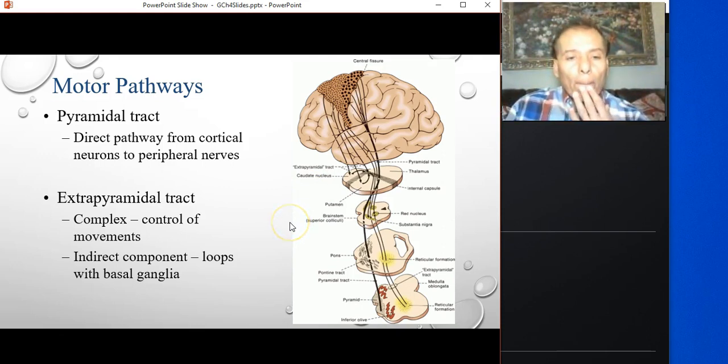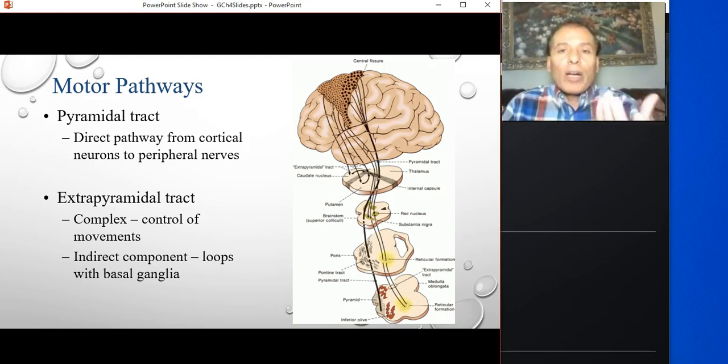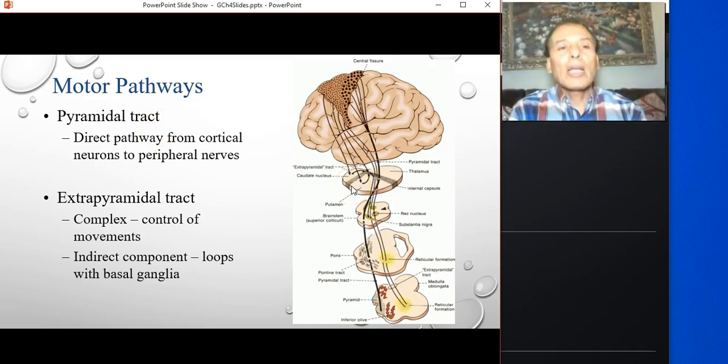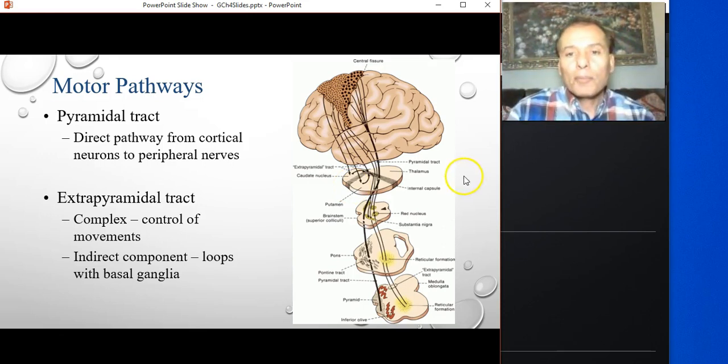It's more of an indirect pathway. It kind of loops around the areas of the basal ganglia. And this is why the basal ganglia have to do with coordination of movement, with regulation, with refinement of movement, like fine motor. So these pathways, again, enable us to perform accurate movements.